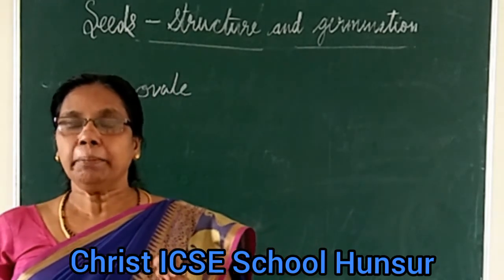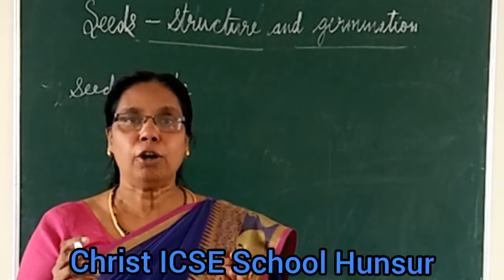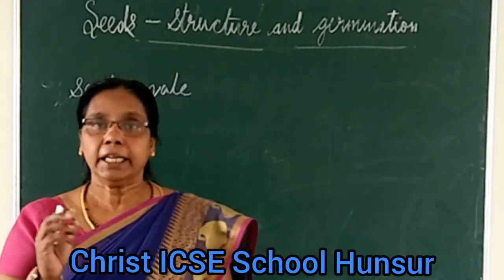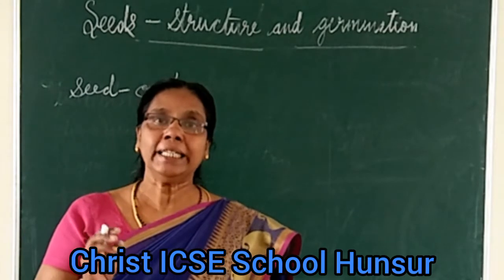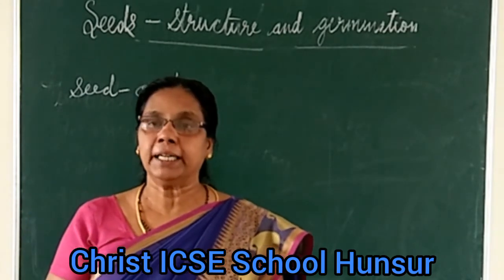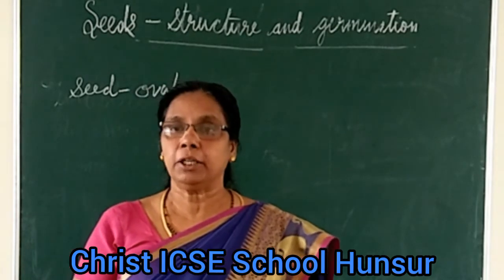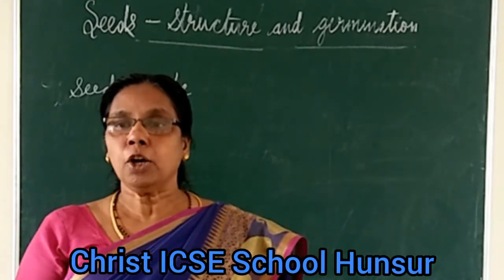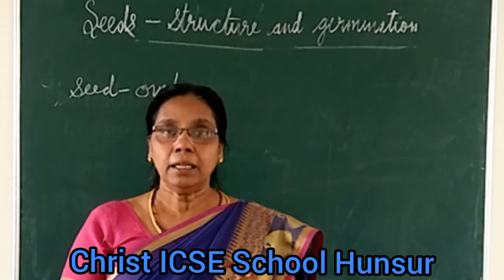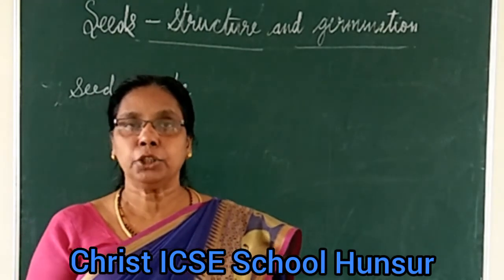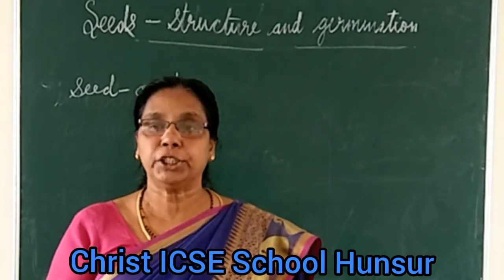The embryo remains in an inactive form till it gets a favorable condition. That inactive condition is otherwise called dormancy. Then the seed also contains food material, so that it can use this food during the time of germination.